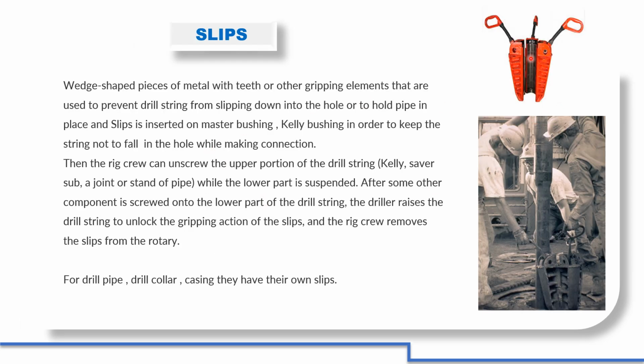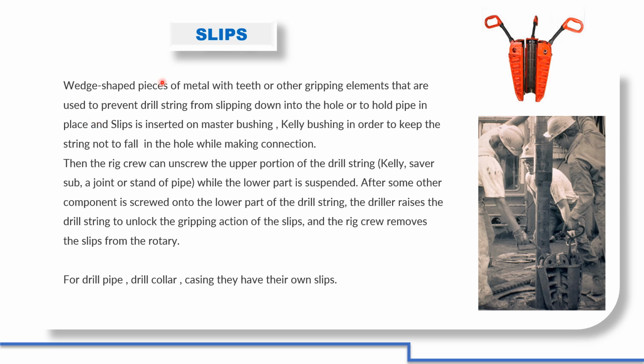Now the slips. This is an image of an individual slip. This is the handle, and inside this there are teeth which grip the drill pipe or drill string. This is the drill string we have, and this is an image of slip. Slip is inserted inside this hole, the well bore, to grip the drill string whenever the rig crew member has to unscrew the drill string, so that the drill string cannot fall down the hole, and it should be suspended on the rotary table. That's why this slip is used in the rotary table to hold the drill string.